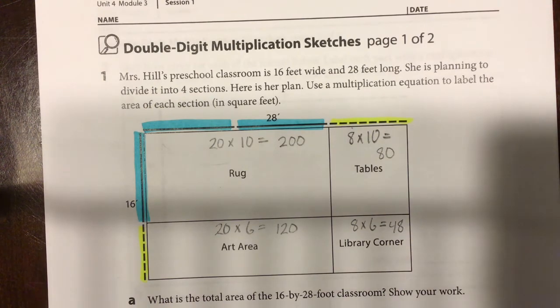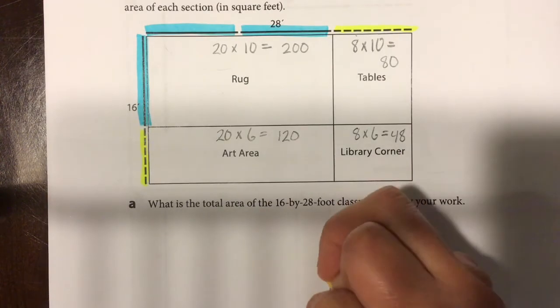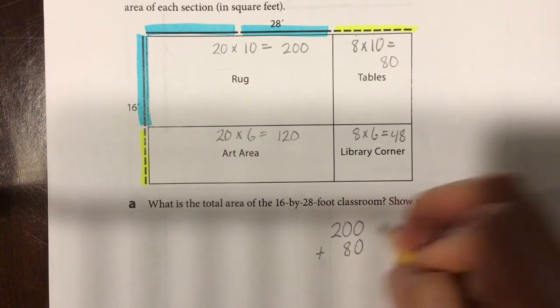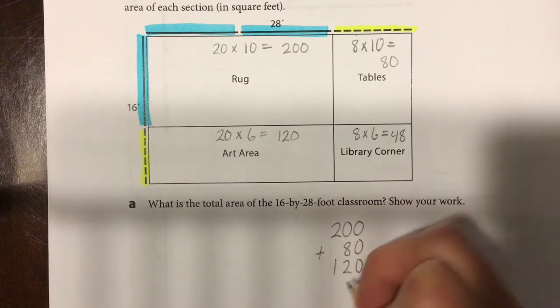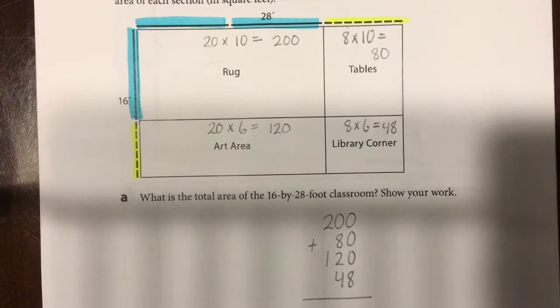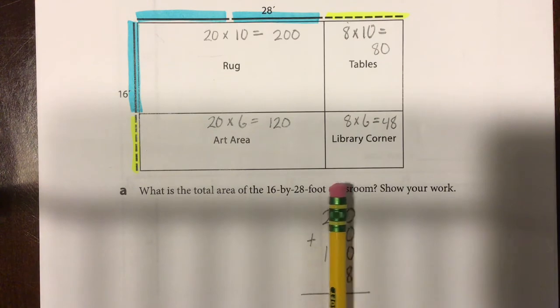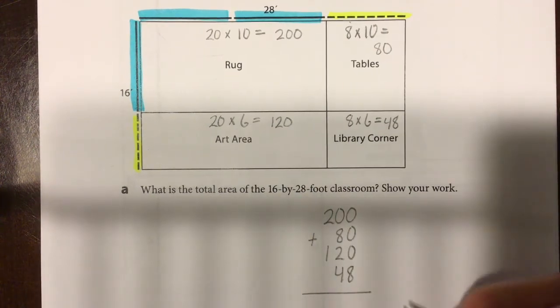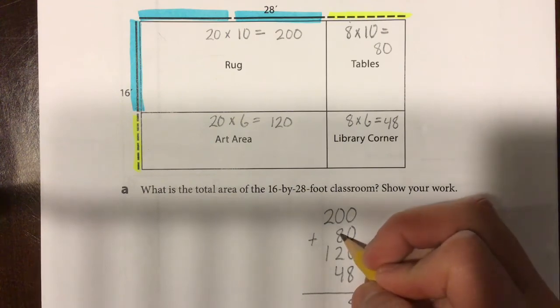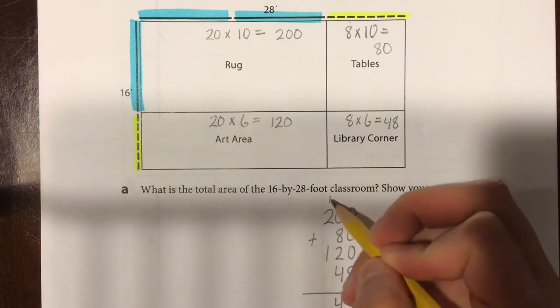Now, if you remember, what do we do with the products of our area model? We add them together. So we're going to go to the bottom of our page right here, and we're going to add 200 plus 80 plus 120 plus 48. It doesn't matter the order that you add the products. What's important is that you remember to stack your numbers so that their digits are in the ones, the tens, and the hundreds place. Okay, let's go ahead and find the sum. 8 plus 2 is 10, plus 4, 14. Bring the 1 up. 2, 3, 4.